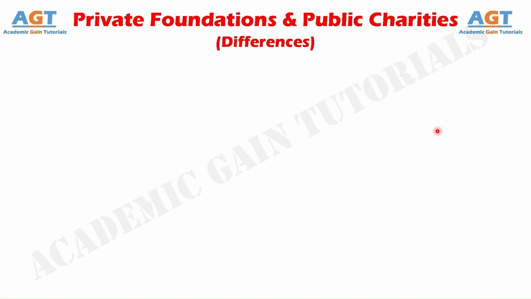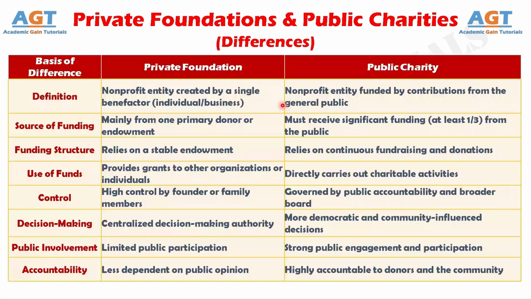Difference number 1. A private foundation is established by a single benefactor, whereas a public charity is funded through contributions from the general public. Number 2. A private foundation depends mainly on a single source of funding, whereas a public charity must obtain a significant portion of its funds from the community. Number 3. A private foundation operates using a stable endowment, whereas a public charity relies on continuous fundraising efforts.